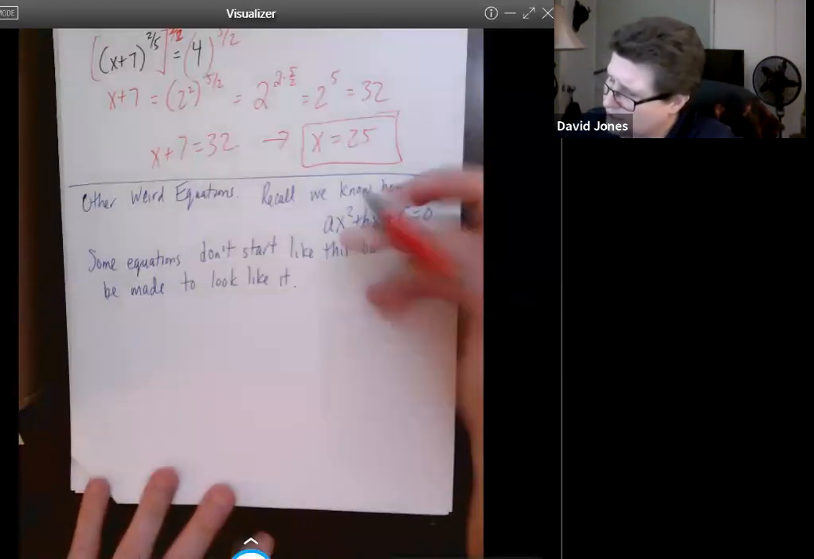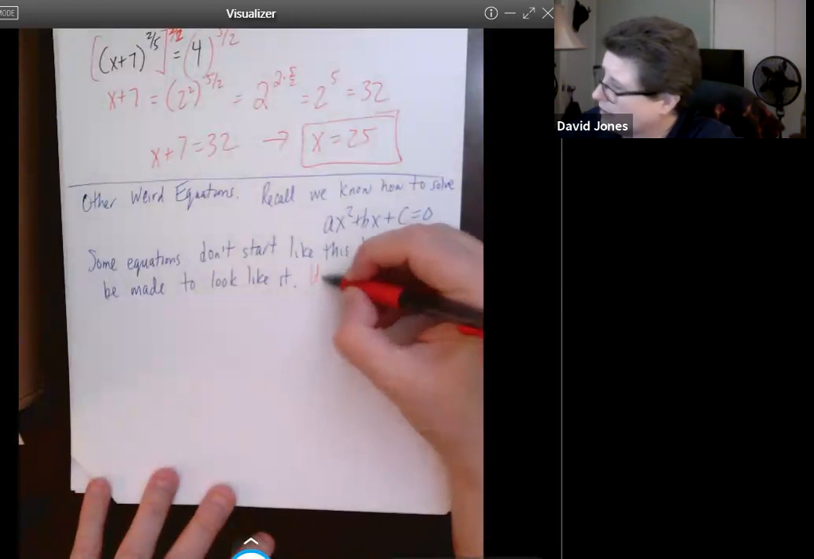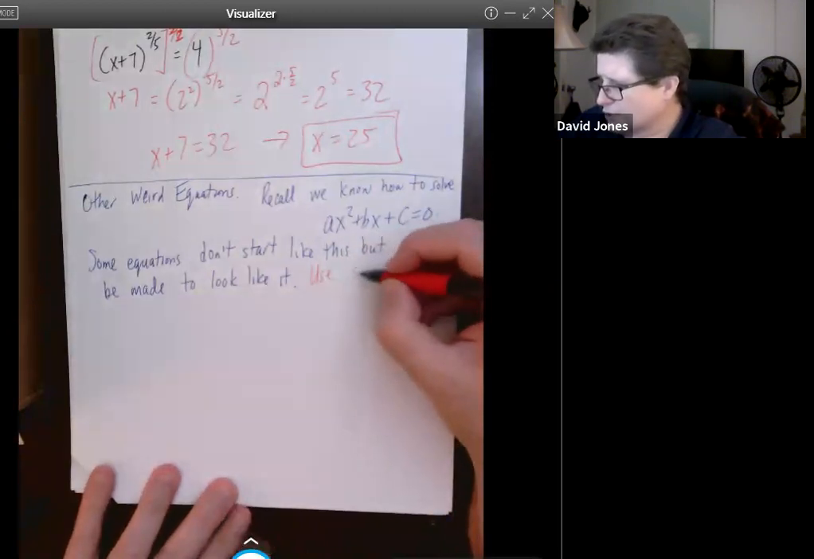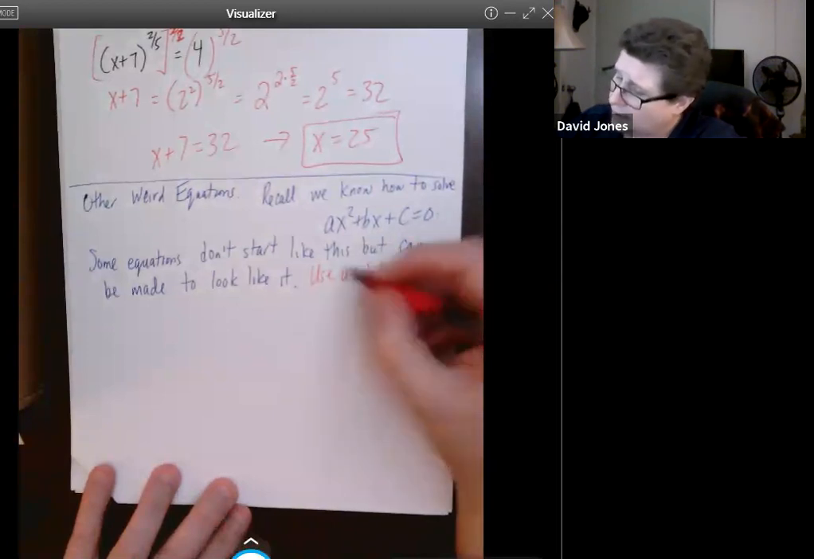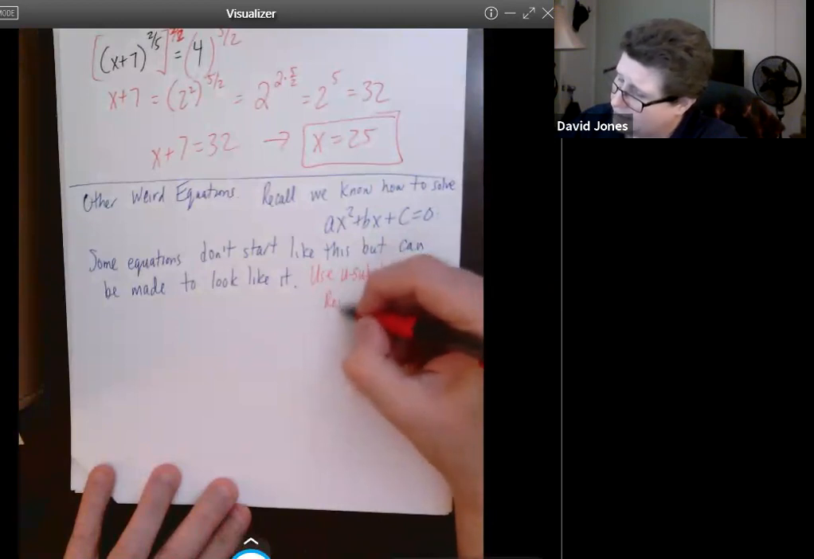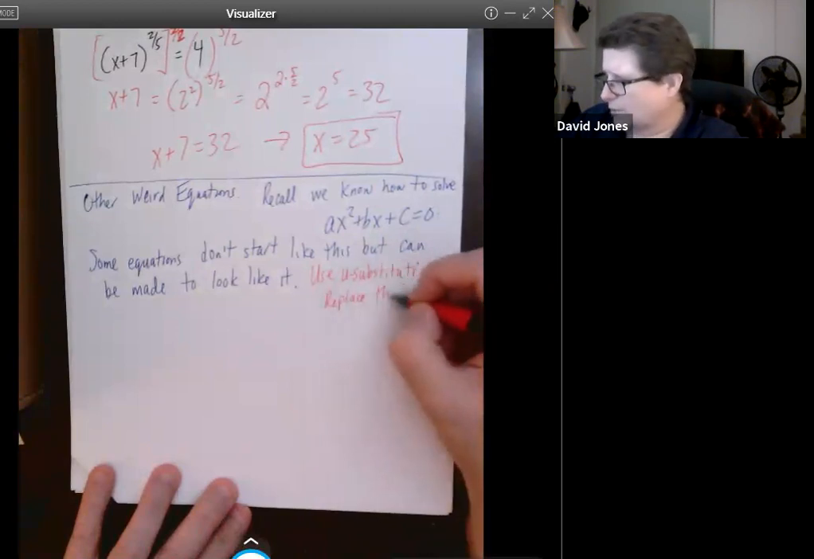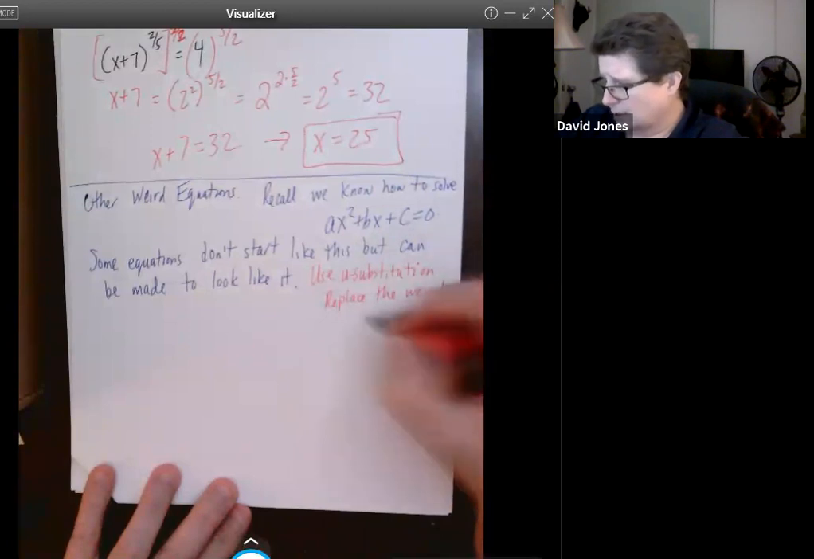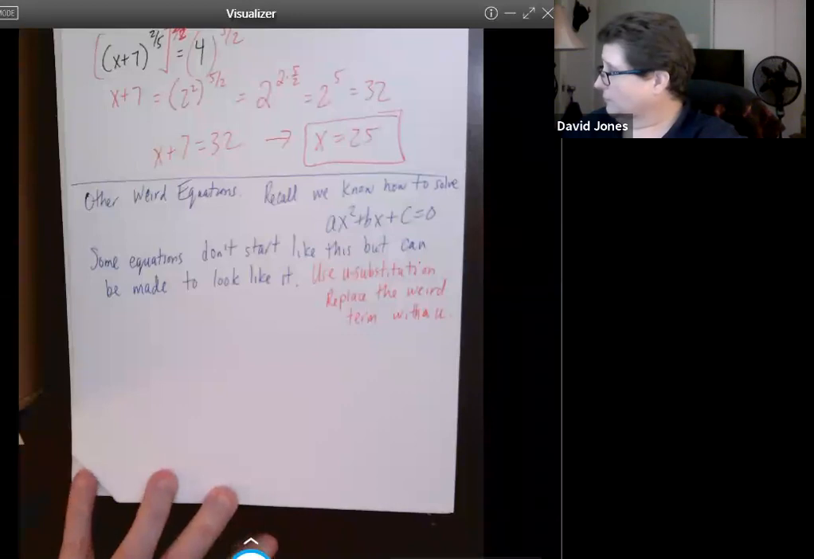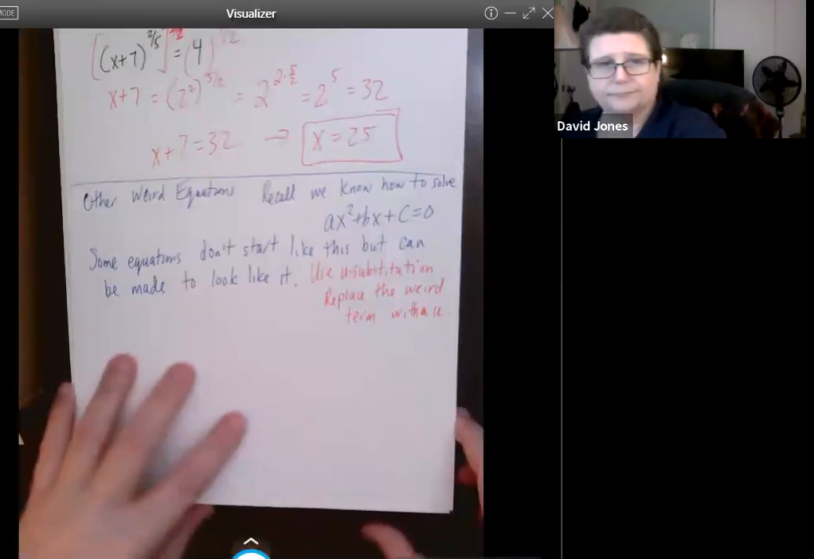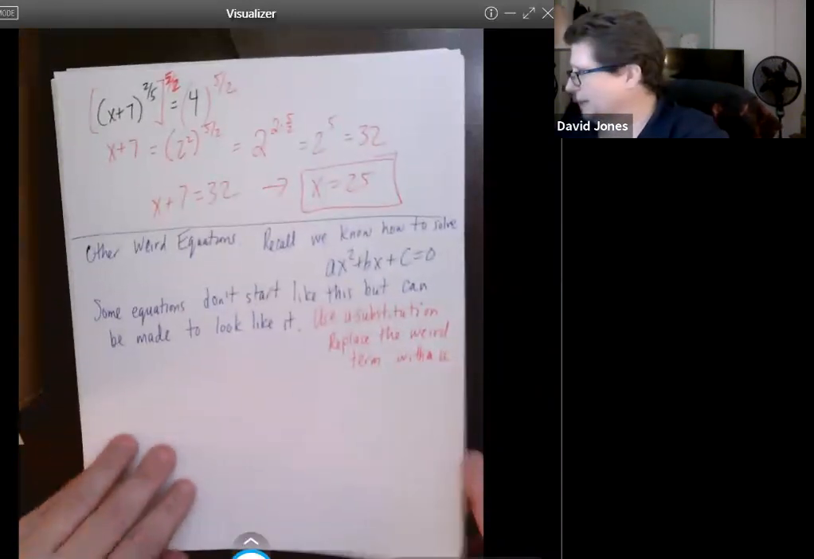And we're going to use substitutions, or a U substitution. Let's just get you introduced to the phrase now. A U substitution is replace the weird term with a U. Okay, I'm going to switch to another page for this one.